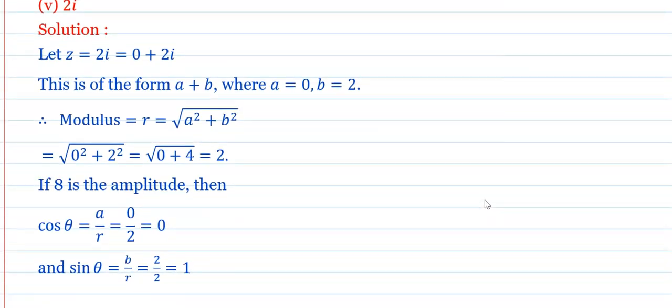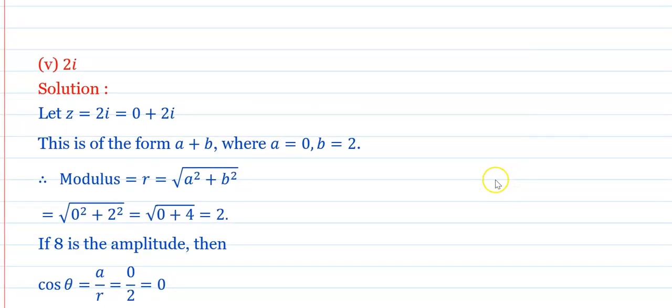Okay, now the next, 2i. Let z is equal to 2i, which means 0 plus 2i. Here the x coordinate is 0. The given point lies on the y-axis. This is of the form a plus bi. The value of a is 0, b is equal to 2.